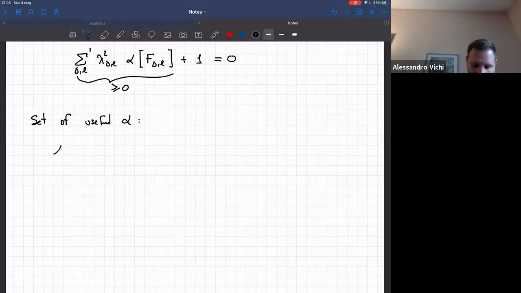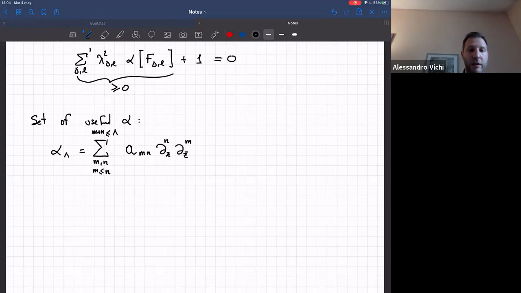So one useful set of functionals that we have been using for quite some time now are labeled by an integer lambda, and it's simply a combination of derivatives of the conformal block evaluated at a very convenient point, which is a crossing symmetric point. So it's a sum over m and n, with m plus n smaller or equal than this parameter lambda. There is a coefficient a_mn, and then there are derivatives that can be taken, for instance, with respect to z and with respect to z bar, one to the power n, the other one to the power m. And we can also take m smaller or equal than n, since the conformal blocks are symmetric under exchange.